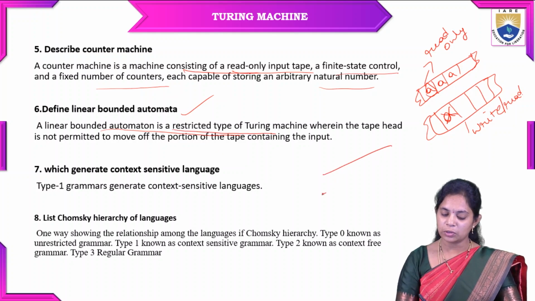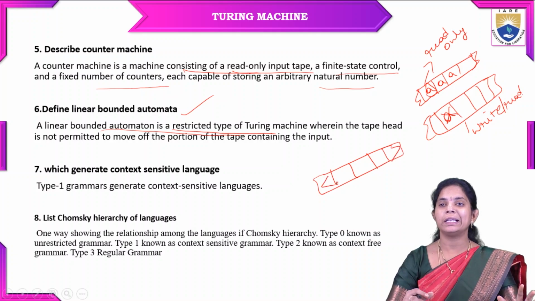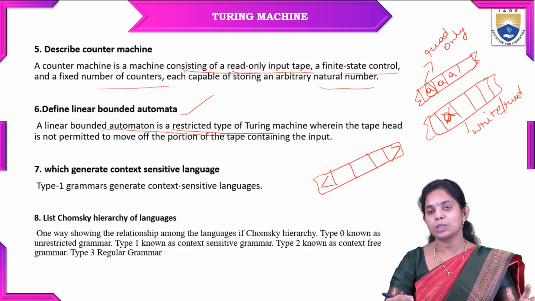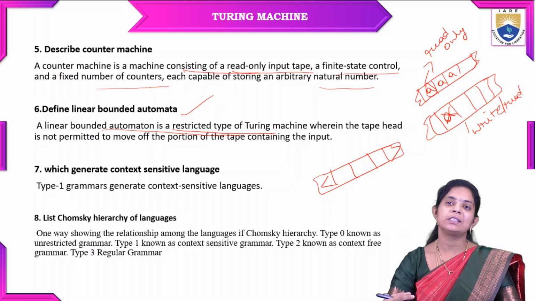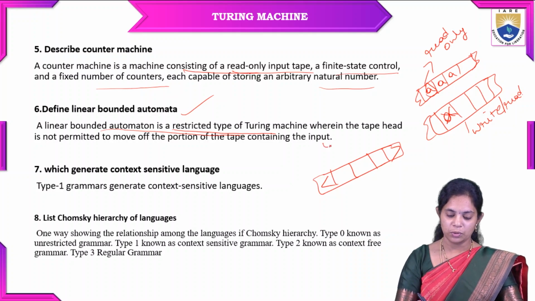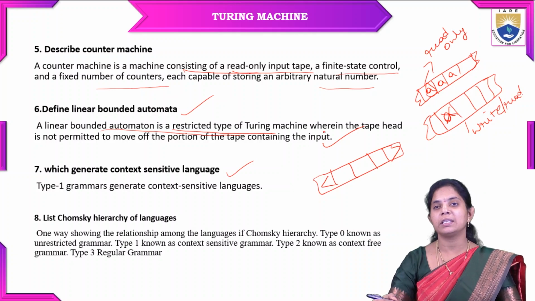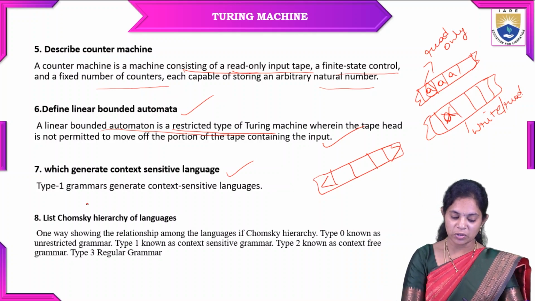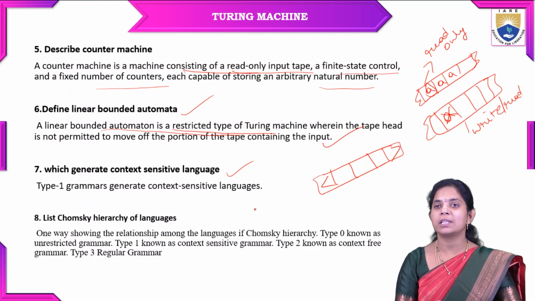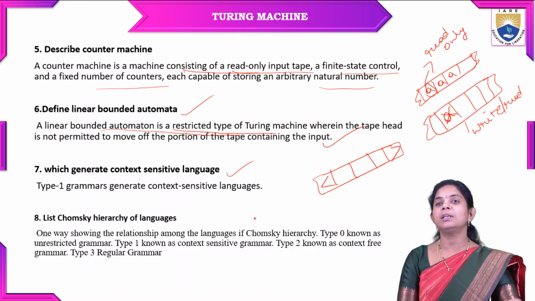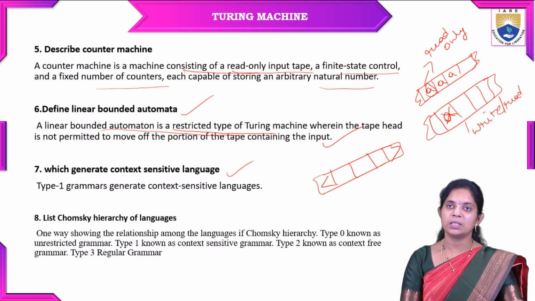Generally in the Turing machine we take an infinite length tape, but in the linearly bounded automata we are not taking the infinite tape. Instead, we are taking a bounded tape, so we are limiting the memory here. That's why we can call it a restricted type of Turing machine, which generates the context sensitive languages. So what type of grammars generate these languages? Type 1 grammars, that is the context sensitive grammars, generate the context sensitive languages.